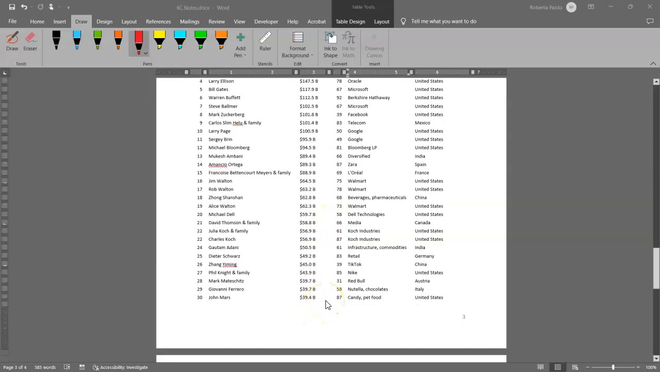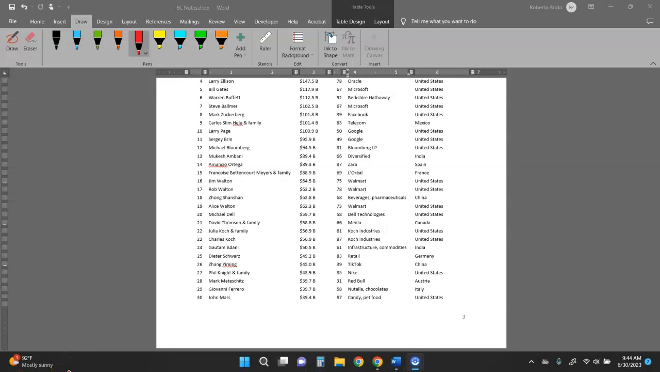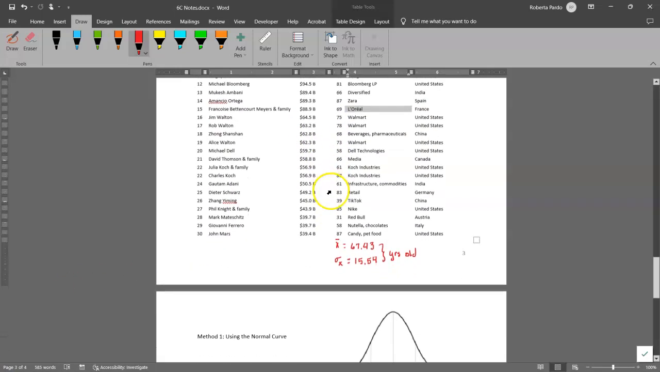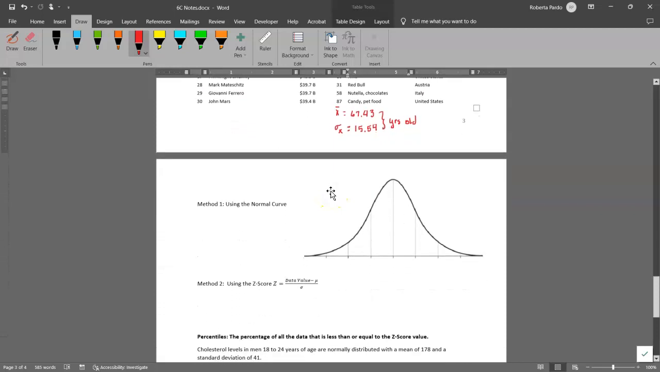Again, we need to know the mean and the population standard deviation. By doing that, you end up with a mean of 67.43 and a population standard deviation of 15.54. Again, these are years old. You can double check that by putting all that information in and making sure you're doing it correctly. Now we're going to use that information.